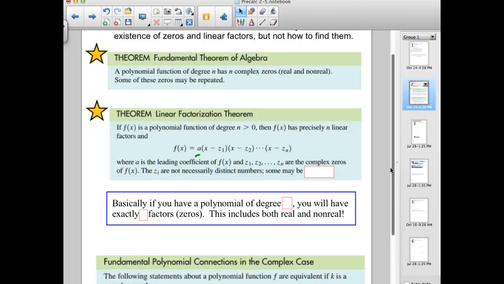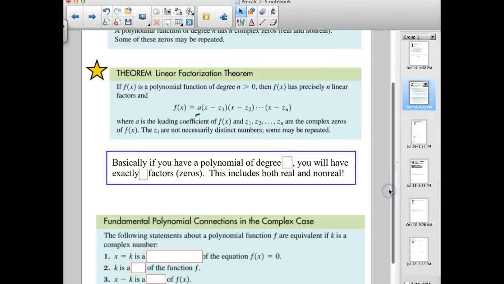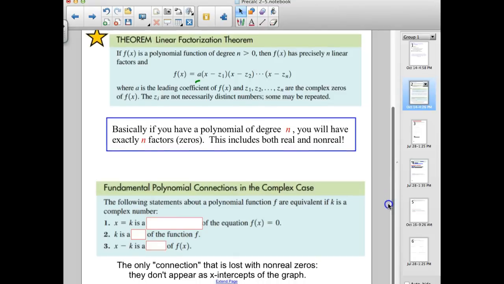They are not necessarily distinct numbers. In other words, some may be repeated. So if you have the same factor repeated more times, it has that multiplicity piece, and it counts as individual zeros. Basically, if you have a polynomial of degree n, you will have exactly n factors and n zeros, counting both real and imaginary.